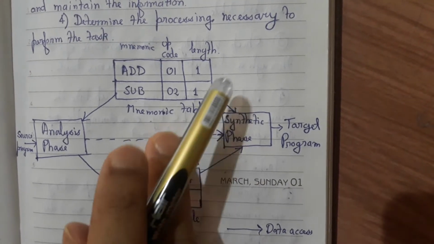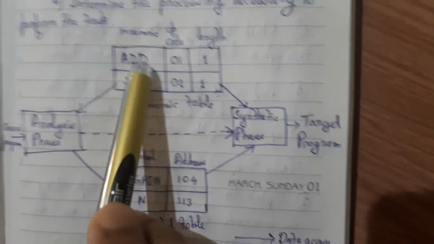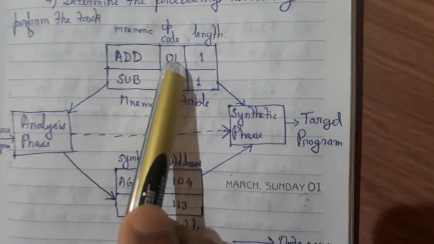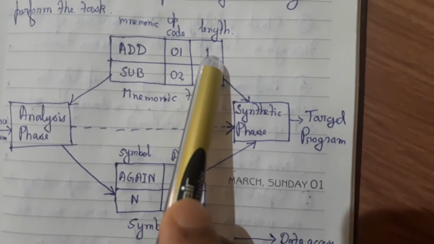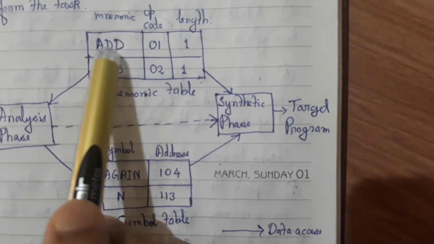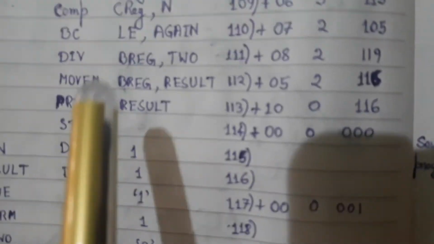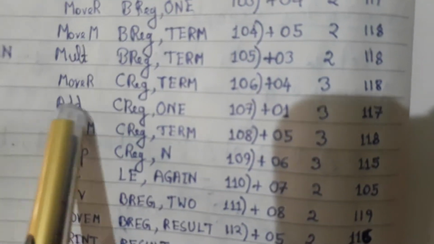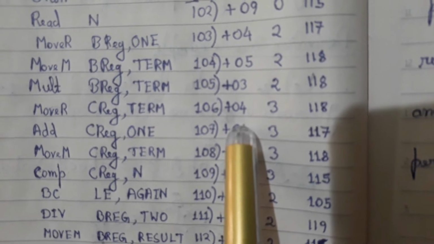It is called the mnemonic table. The mnemonic table contains three fields: the name of the mnemonic, the mnemonic opcode value, and the length. Length means how many bytes are necessary for this instruction. So in case of add, we will write 0 1. You can see here, the value of add is 0 1. This 0 1 has been put here from the mnemonic table.